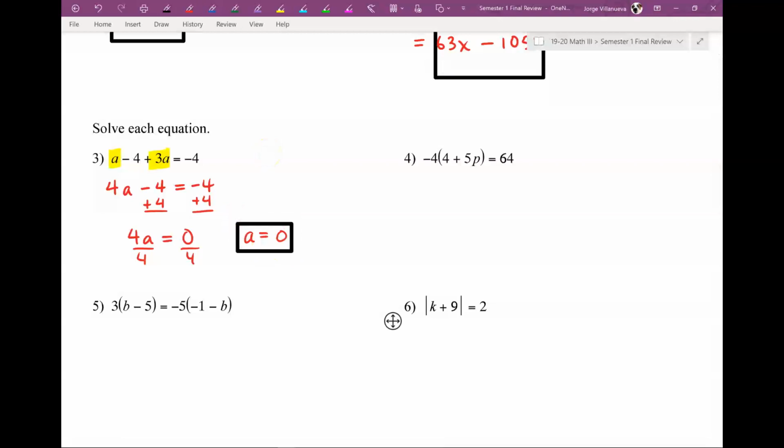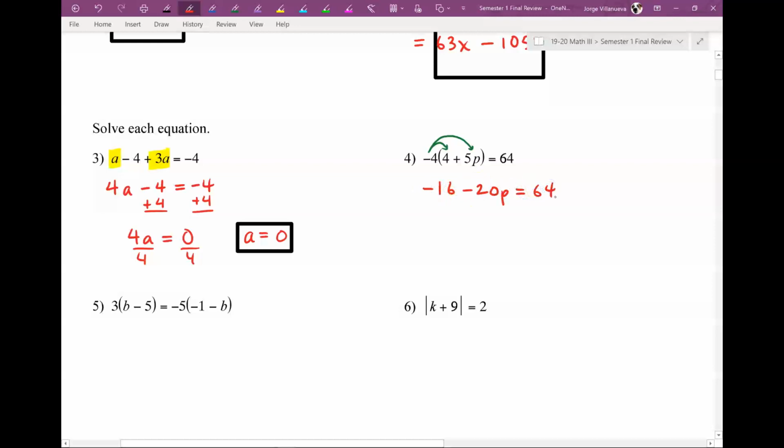Number 4, we're going to distribute. Okay, so distribute in. And again, if you guys are working way faster than I'm teaching, go for it. Okay, don't slow down because of me. If you just want to keep going, keep doing it. If you get to number 6 and you're like, I have no idea how we do that one, I'll get to it. Okay, and then you can write it down. So we're going to distribute. So this is going to give me negative 16 minus 20p is equal to 64.